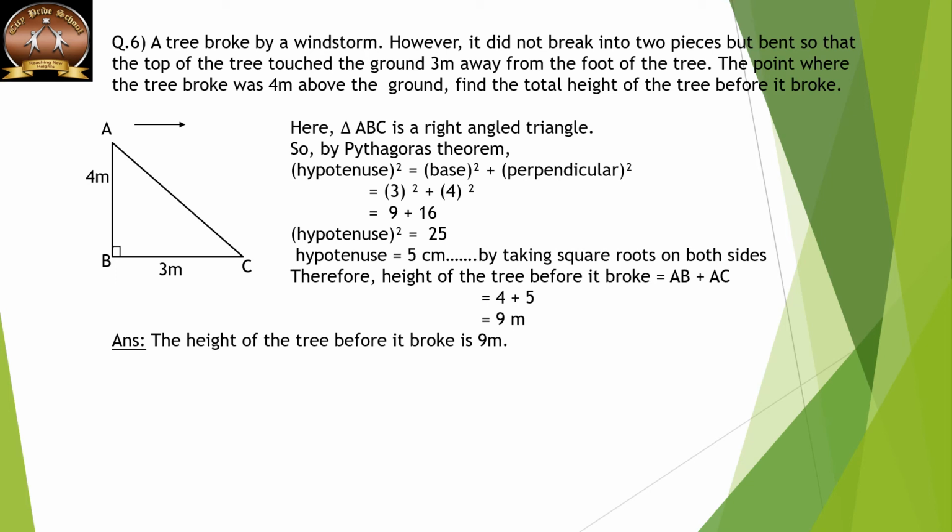Now we are going to find out the height of the tree, total height of the tree, that is AB plus AC, that is 4 plus 5 is equal to 9 meters. So our final answer is the height of the tree before it broke is 9 meters.